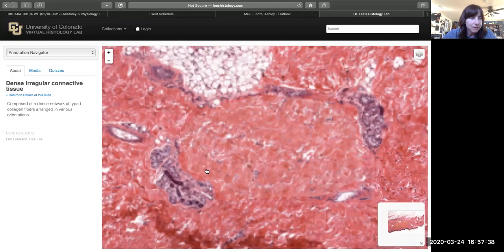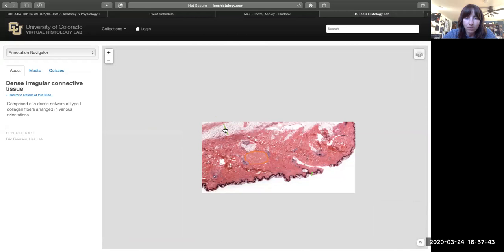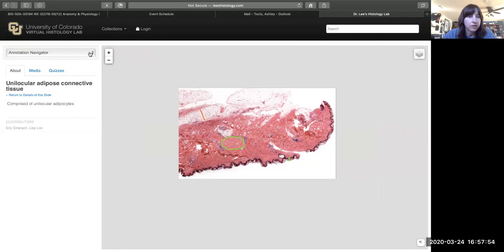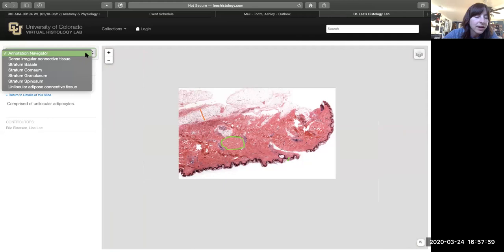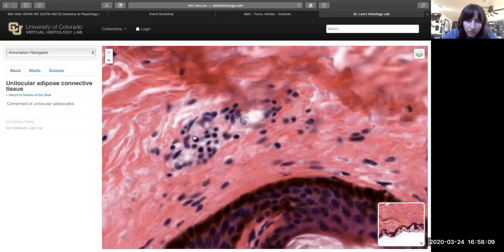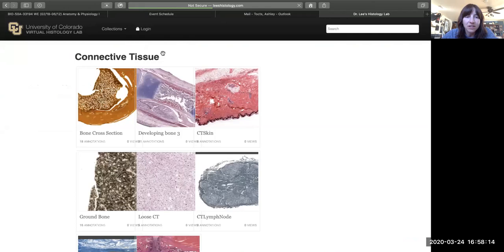This, oops, is dense irregular. Not what I wanted. We'll talk about that later. Adipose, also not what I wanted. Well, let's see what we got. Oh, wow. Okay, so we're not actually even talking about areolar connective tissue here. So maybe this is a different part of the body where there is not as much areolar connective tissue. Because it does differ on different parts of your body.